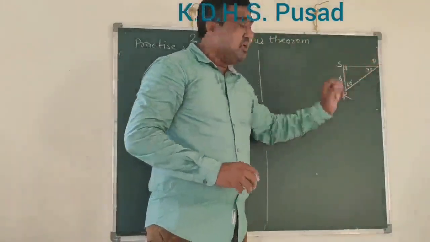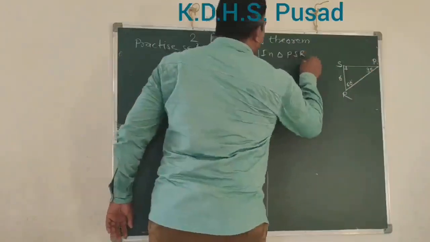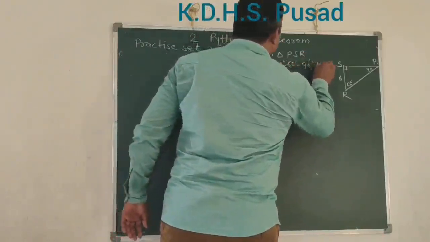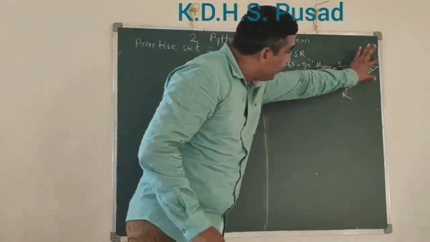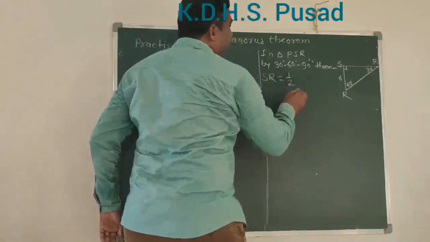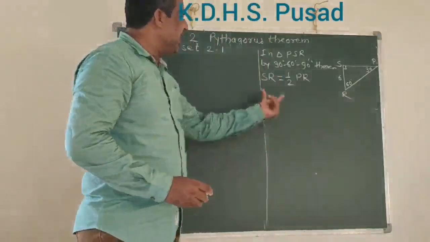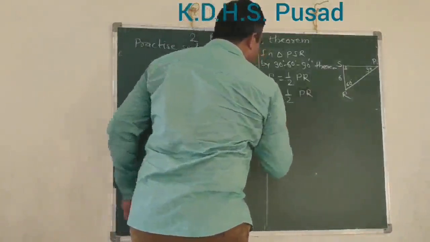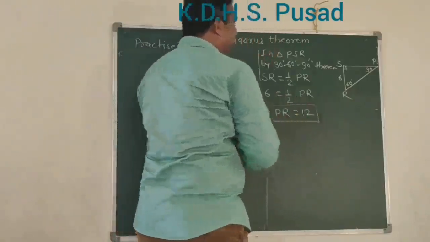That is opposite to 30 degree. Okay. So here, in triangle PSR, by the 30, 60, 90 theorem, the side opposite to 30 degree is half of the hypotenuse. Here the hypotenuse is PR. So here 6 equal to half of PR. Therefore PR equal to 12. We got the value of PR.